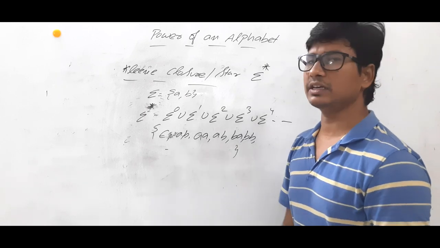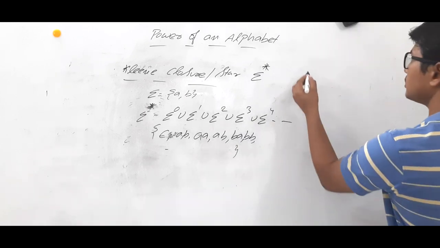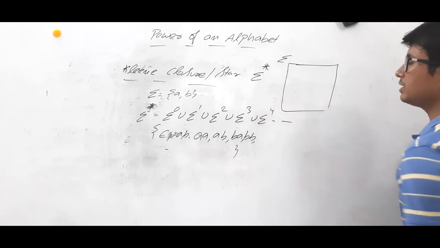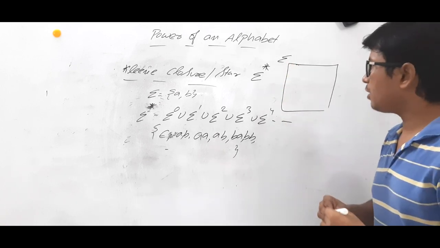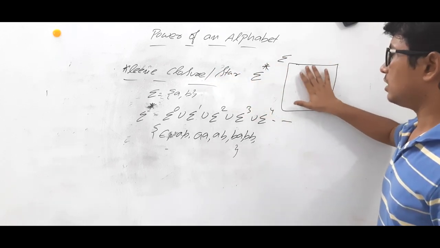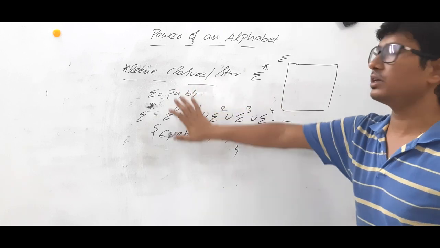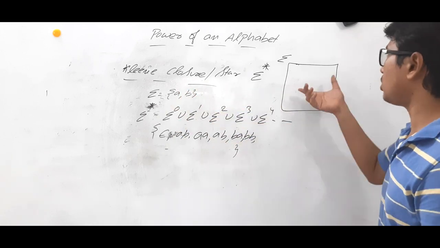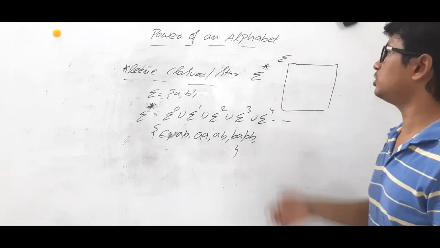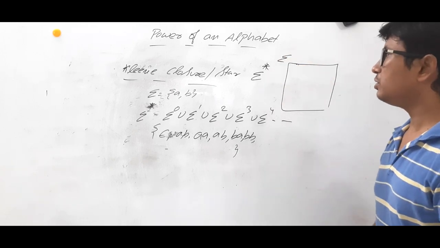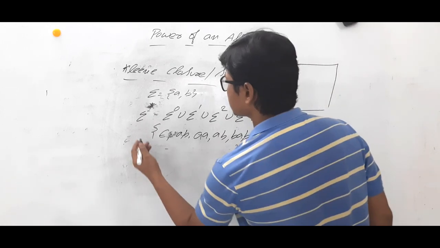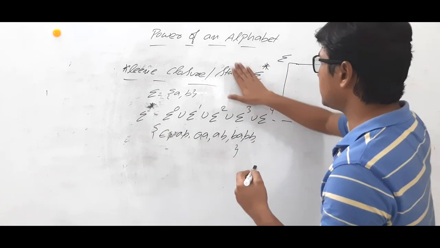So what can I say? I can say that it is a universal set on sigma. You can take any alphabet, A, B or anything. What are the strings possible using this A, B of any length? We can call this a universal set of strings possible using sigma. So that is about the Kleene Closure. Now what about Kleene Plus? Let me discuss the next one, Kleene Plus.